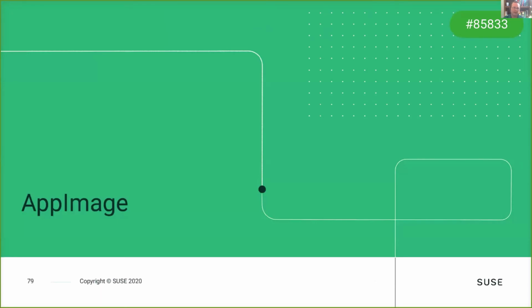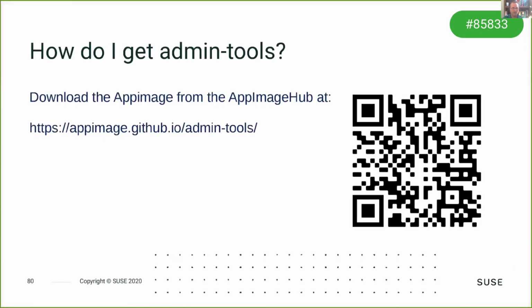The next thing I've done to allow easier distribution of this tool is that I created an AppImage. AppImages are single file applications that run on most Linux distributions. To install an AppImage, you simply download the binary, make it executable, and then run it. To get the admin tools AppImage, you can download it from the AppImage hub at appimage.github.io or via this QR code on the screen.